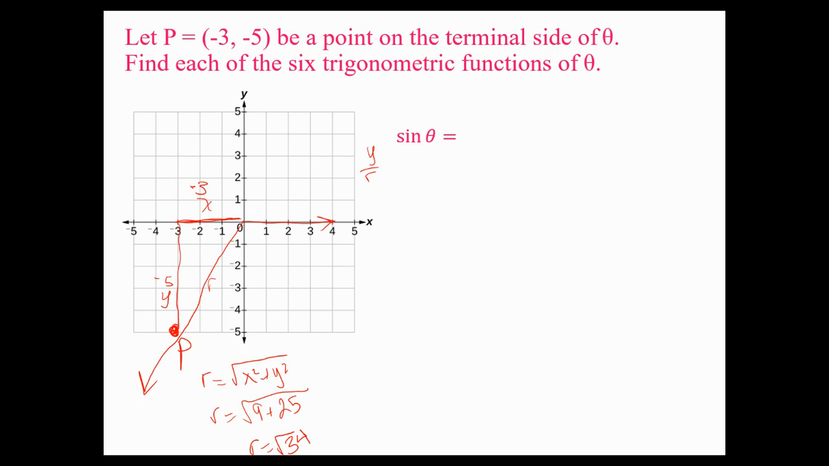So when I evaluate what the sine of theta is, again, theta is this angle that's formed from this point in the third quadrant, we're going to get negative 5 over the square root of 34. We cannot leave this. We have to rationalize. So I'll end up with negative 5 square roots of 34.